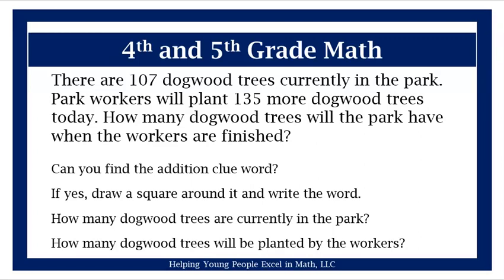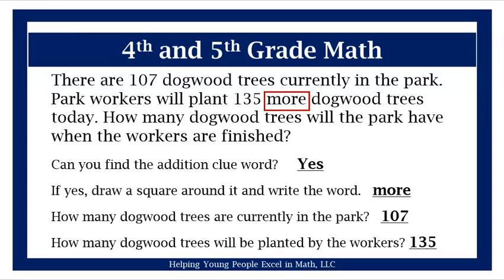We also need to know how many dogwood trees are currently in the park and how many dogwood trees will be planted by the workers. So in looking at our word problem, we see that our addition clue word is more. When we see more, it should trigger our mind that, okay, we need to add. The number of dogwood trees currently in the park is 107, and the number that the workers will be planting today are 135 trees.